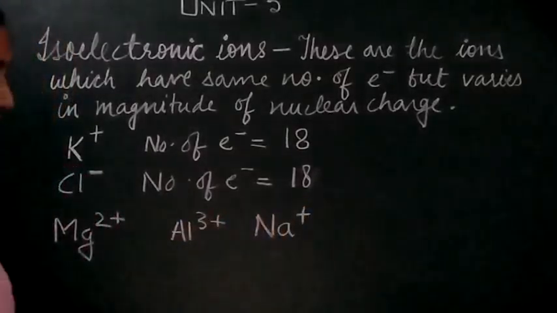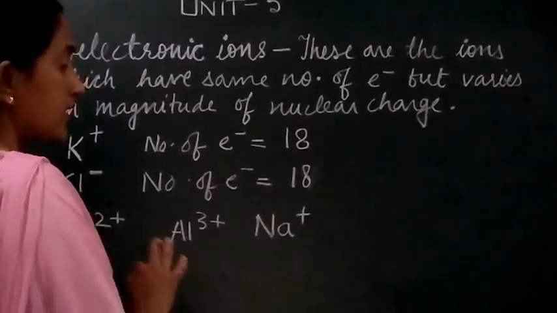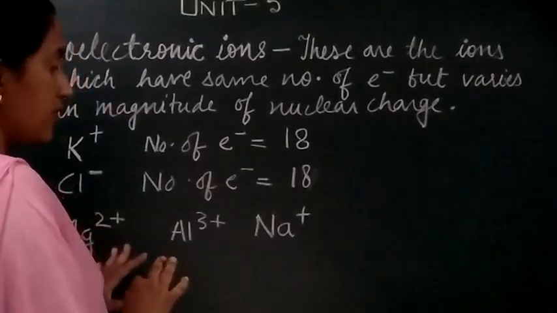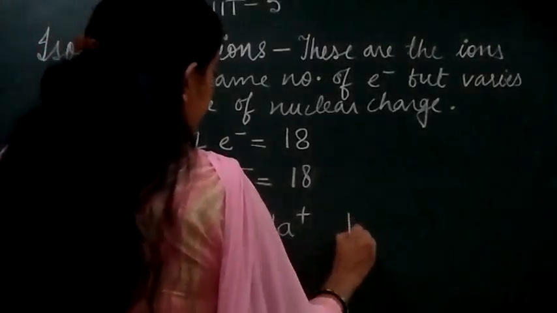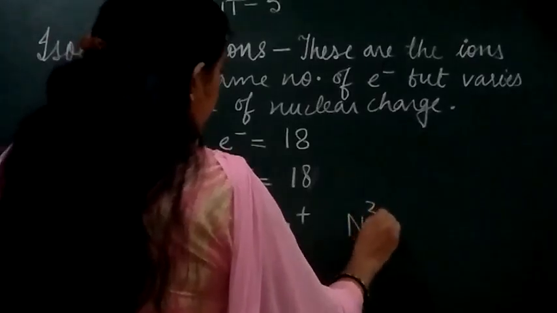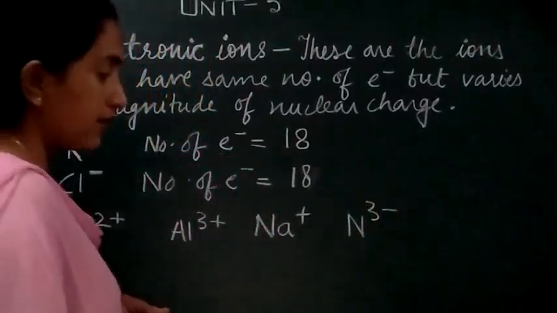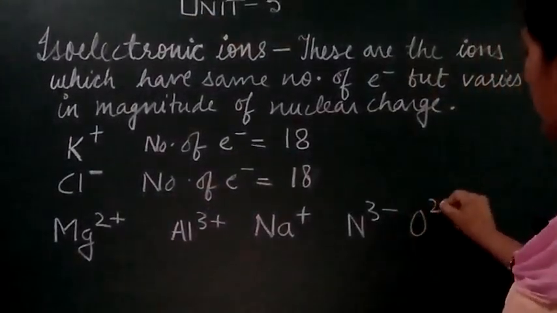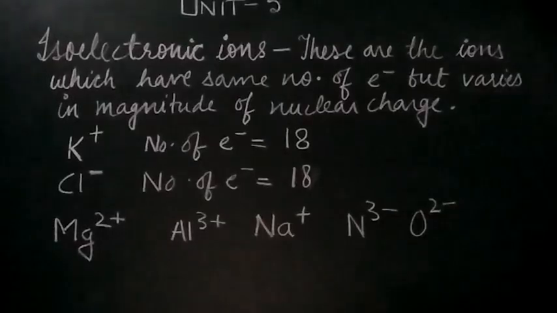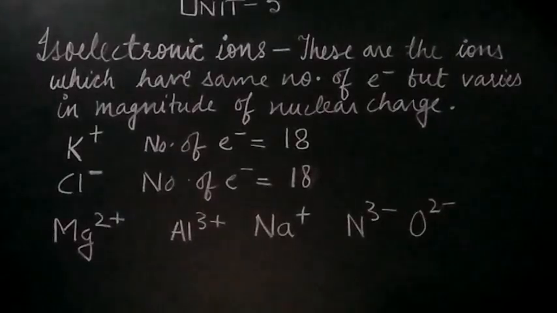Na plus ion. I'm not arranging them in a regular sequence, but in an irregular one. And we have here N3 negative and O2 negative. So students, you have to arrange these ions in the increasing order of their size. So students, try to do it.